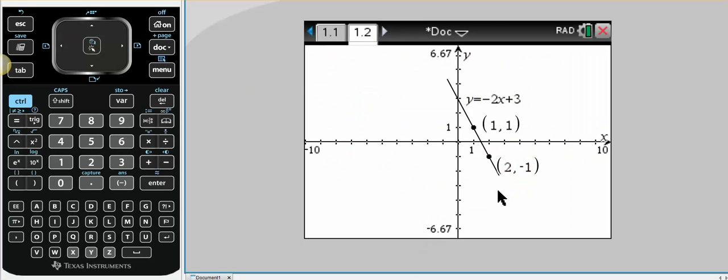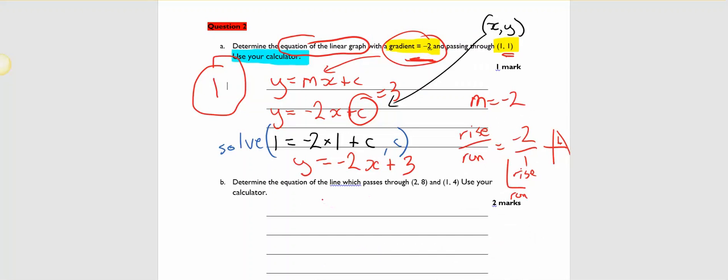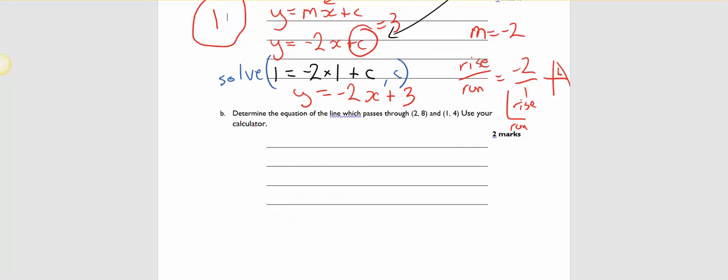Now you might think that's going to take a bit of time in an exam, but the thing that you need to remember is that you can have this already loaded on your calculator, and the only thing you'll need to do is change the coordinates and everything will already appear. And we'll prove that by doing the next question. The next question says determine the equation of a line which passes through (2, 8) and (1, 4). Well, this is going to be really easy for us because we've already displayed a similar thing on our calculator.